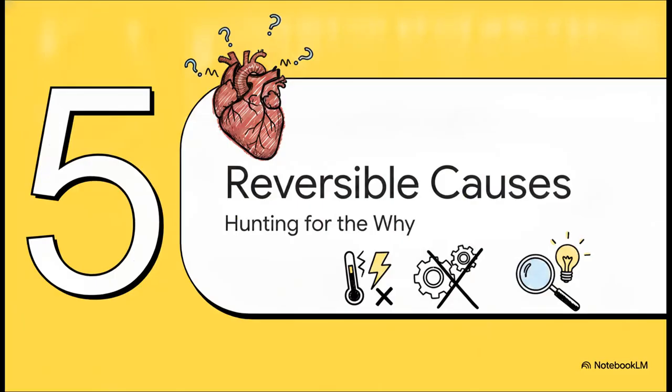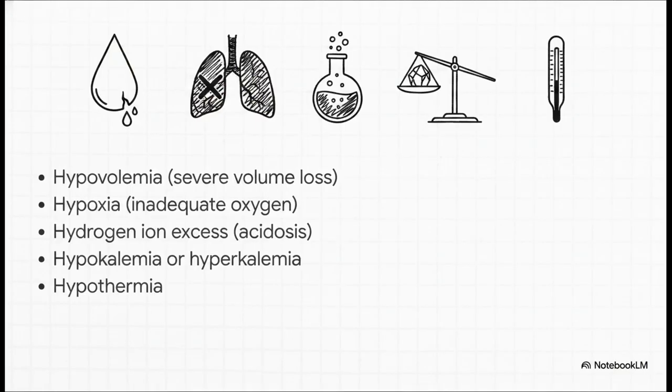Section 5. Treating reversible causes. This is all about hunting for the why. Right at the bottom of the diagram, it clearly tells us to treat reversible causes in all rhythms. This is absolutely crucial, especially for PEA, which is almost always caused by an underlying physiological crash. We use memory aids to find the culprit quickly, starting with the 5 H's.